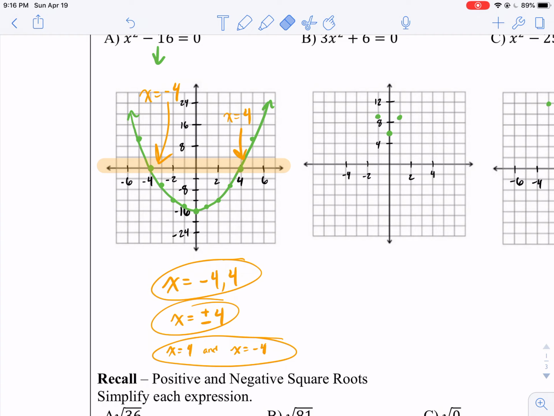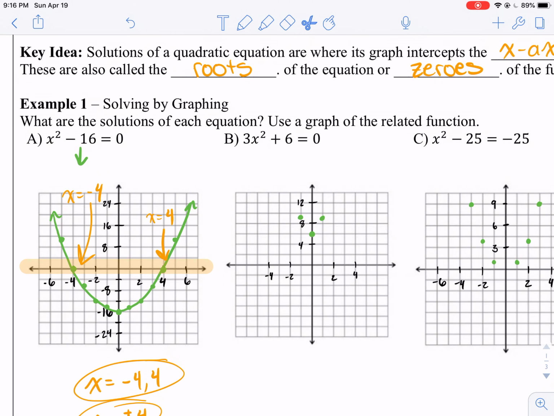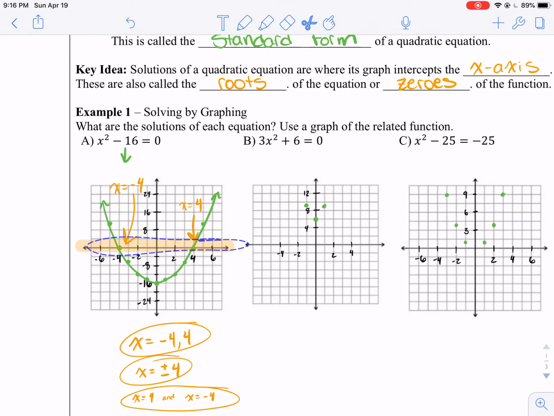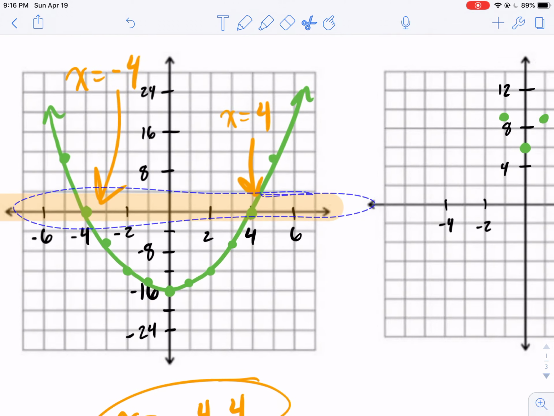My personal favorite is plus or minus 4 because it takes the least amount of time. Now we call these roots because if this were a plant, that's like where it's rooted in the ground, kind of. They're also called zeros because that's where y is 0. It doesn't go up or down at all. It hits right there at the x-axis.